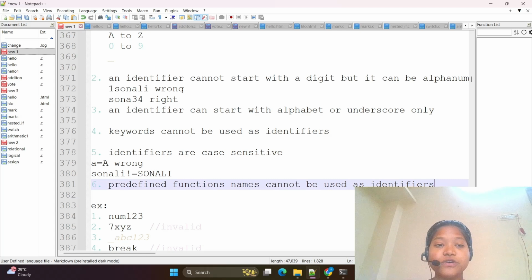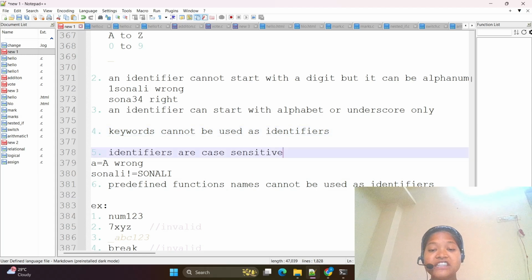There are six rules. First, we can use the letters small a to small z, capital A to capital Z, 0 to 9 and underscore. An identifier cannot start with a digit, but it can be alphanumeric. An identifier can start with an alphabet or underscore only. Keywords cannot be used as identifiers. Identifiers are case sensitive, that means lowercase and uppercase, or small letter and capital letter, are treated differently, not as the same. The pronunciation may be the same but the meaning is not. Then a predefined function name cannot be used as an identifier.